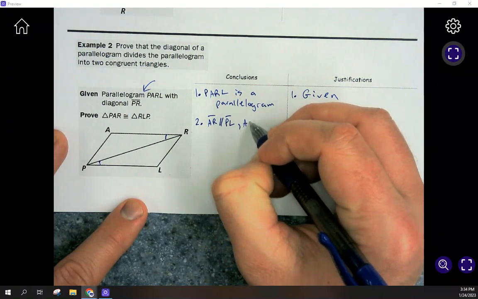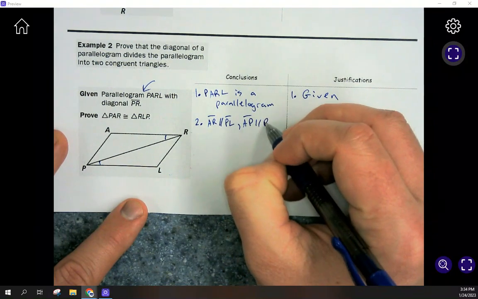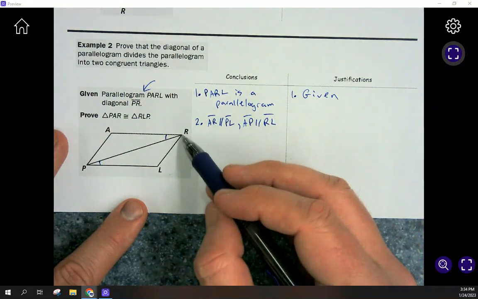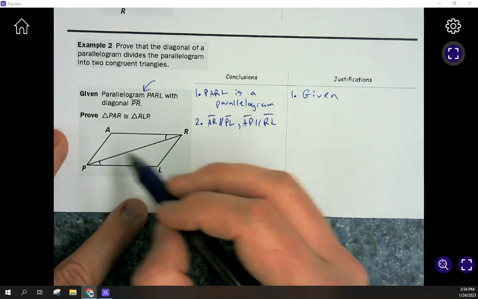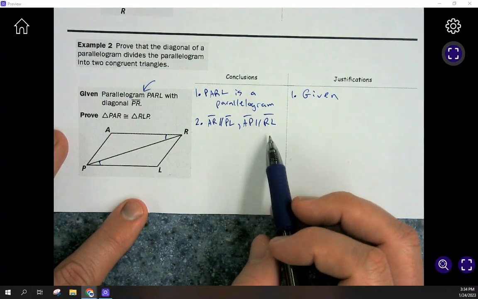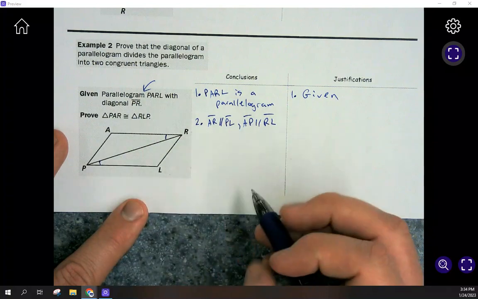So AP is parallel to RL. Notice I'm not too worried about the order there. I'm just stating the segments. So no matter which way I read it, it's still the same segment. They're still parallel to each other. So I didn't get all worked up about which letter goes where. So AP is parallel to RL.